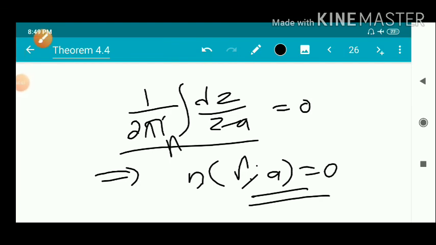So we can conclude that the index of gamma with respect to a point a is a constant. It is always a constant in any component of the complement of gamma, or the region determined by the curve gamma, and that's equal to 0. N of gamma a equal to 0 in the unbounded component of gamma. So that's the theorem. Thank you.